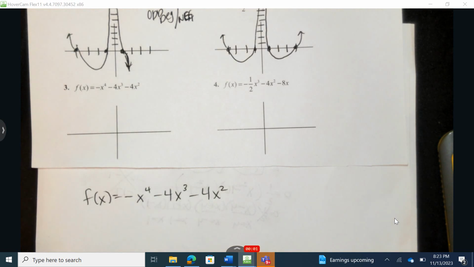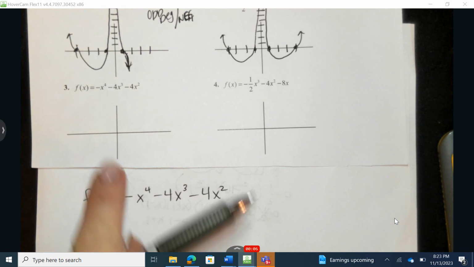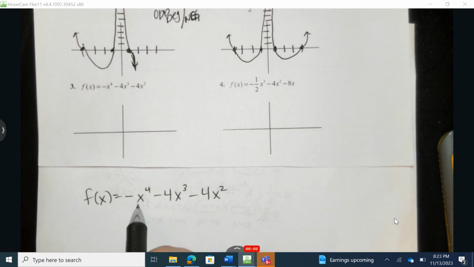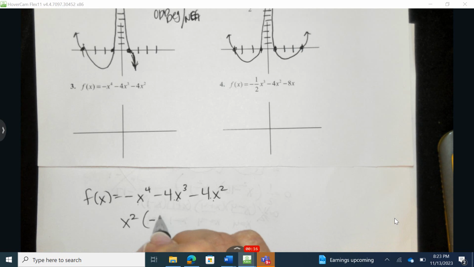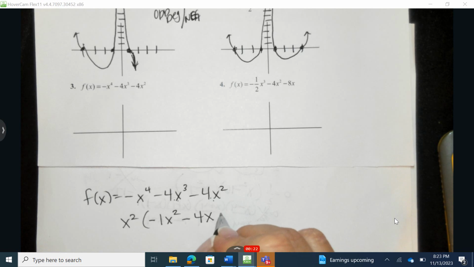Let's look at number 3. From graphing polynomials, try these. So when I'm looking at this particular function, I recognize that each one of the 3 terms contains an x. And in fact, I can factor out an x squared. And I'd be left with negative 1x squared minus 4x plus 4. Oh, minus 4.